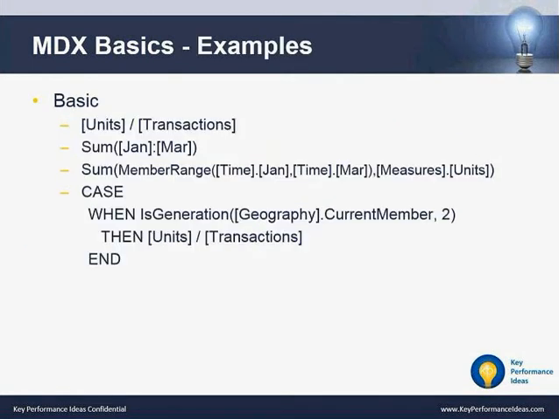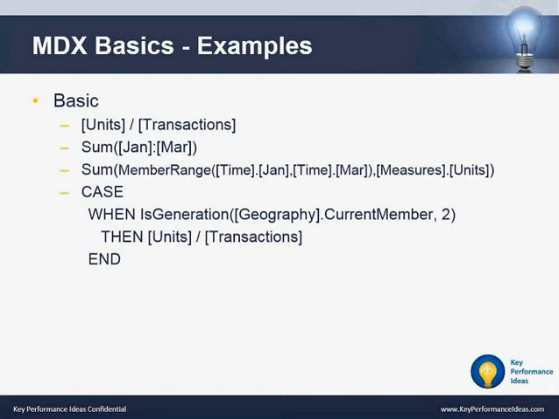Okay, so here are some basic examples, some simple equations. The first one is using your symbols to basically do your units divided by your transactions. The second one is a simple sum statement where we're going to sum the members of January through March. And you can see we've listed them there just with a colon between them. That's basically going to calculate January through March for whatever measure dimension you're on at the time that you're retrieving.